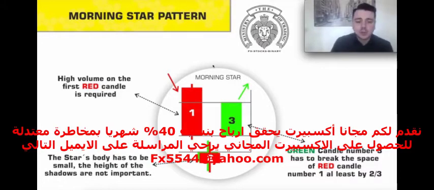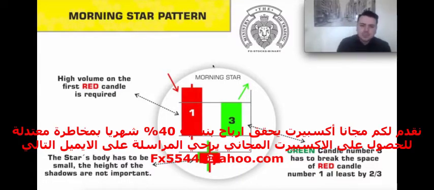Now, let's look at the rules of this formation. Again, we are going to look for a pattern with 3 different candles. So 3 candles are required. And the first one this time is going to be a bearish candle. The reason for that is because we are actually looking for a downtrend or a bearish pullback. So a bearish pullback going down, and then the potential reversal to bullish.